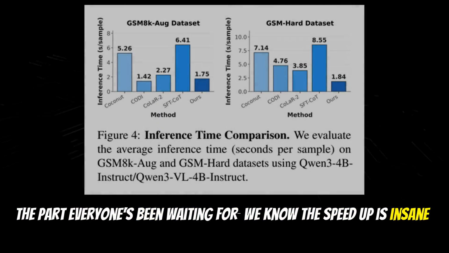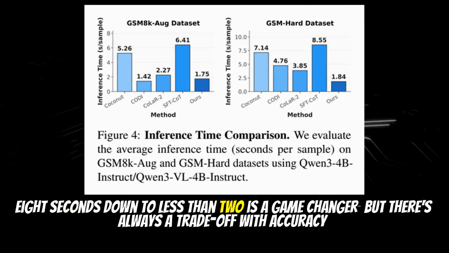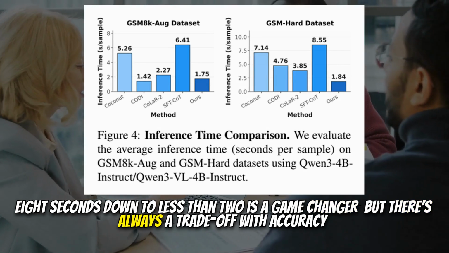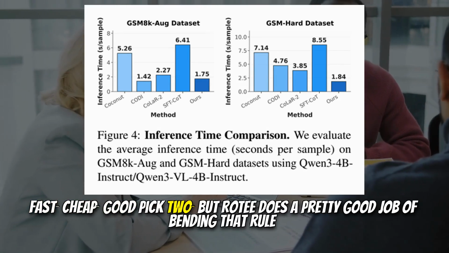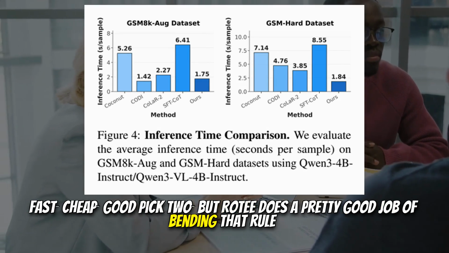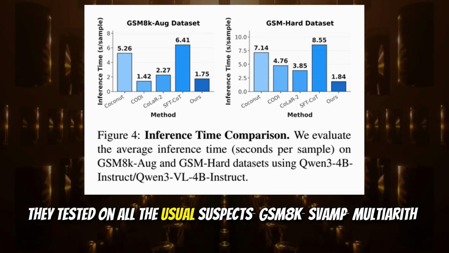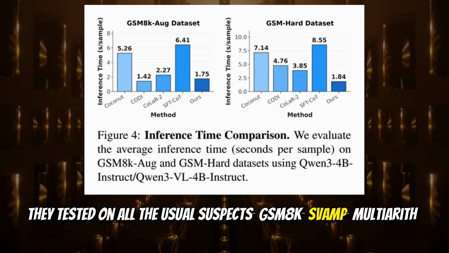We know the speedup is insane. 8 seconds down to less than 2 is a game changer. But there's always a trade-off with accuracy. Always. Fast, cheap, good, pick two. But ROT does a pretty good job of bending that rule. They tested on all the usual suspects, GSM-8K, SVAMP, MultiArith.